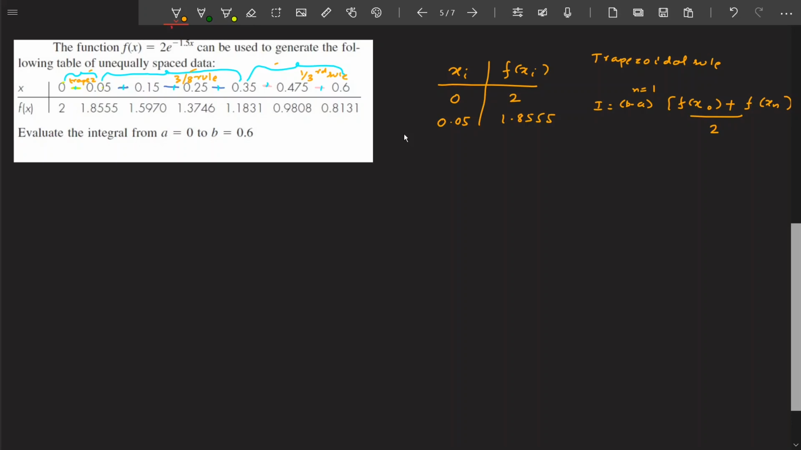Let us call this I1. So what is the value of I1? If you substitute all these values in this equation, the value of I1 that you will be getting is going to be 0.09638.